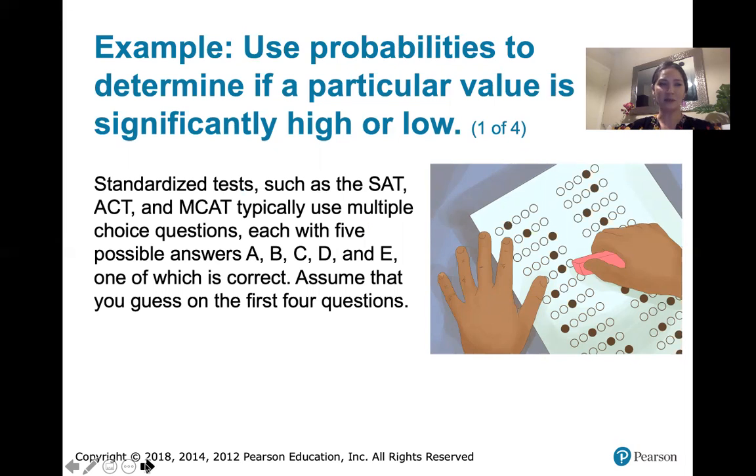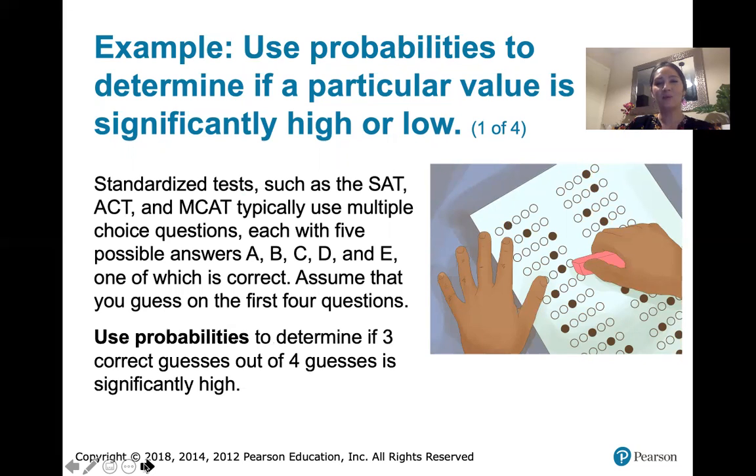So let's reread the problem statement. It says, standardized tests such as the SAT, ACT, and MCAT typically use multiple choice questions, each with 5 possible answers, A, B, C, D, and E, one of which is correct. Assume that you guess on the first 4 questions on this standardized test. This time we want to use probabilities to determine if 3 correct guesses out of 4 guesses is a significantly high number of correct guesses.